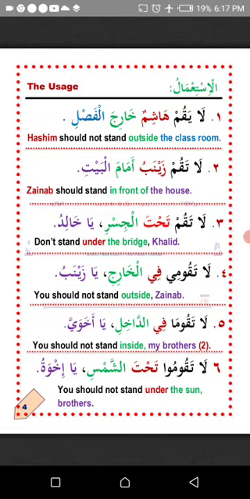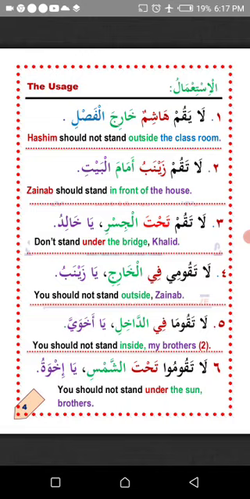ثلاثة, number 3. لا تقم تحت الجسر يا خالد. لا تقم, don't stand. تحت الجسر, under the bridge. يا خالد, Khalid. أربعة, number 4.